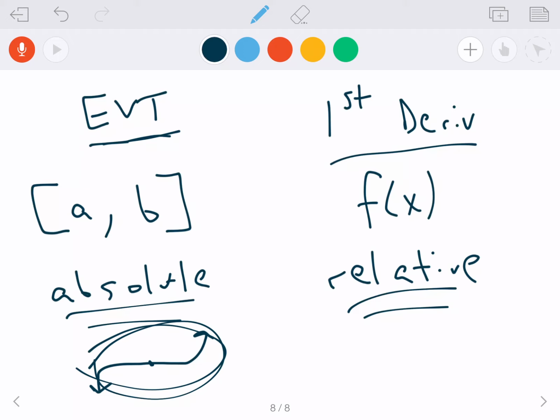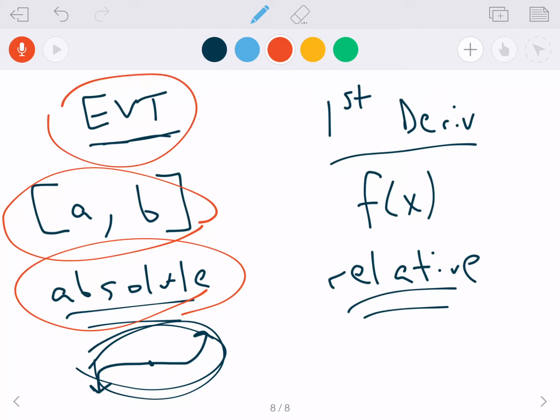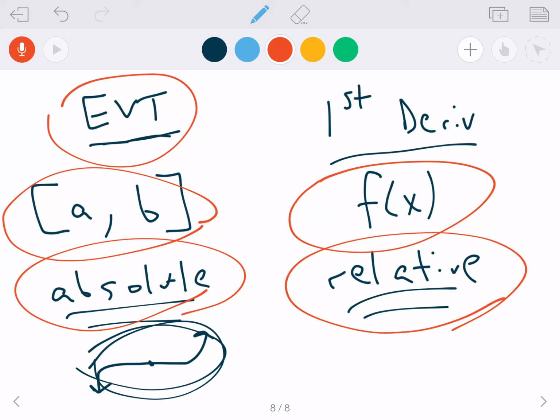So if you have a closed interval and you're looking for absolute min and max, that's when you want your extreme value theorem. If you have the entire function, negative infinity to positive infinity, and you're looking for relative minimums and maximums, choose the first derivative test.